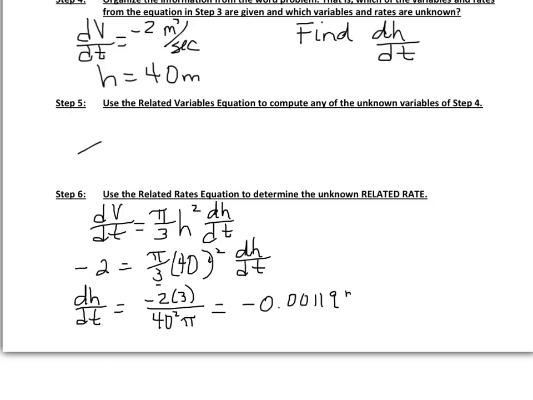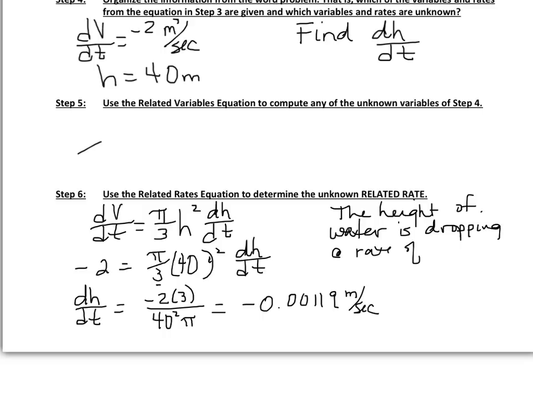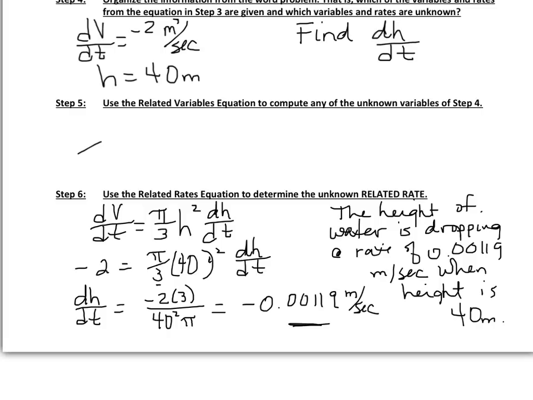0.00119 meters per second. So the height of the water is dropping, because it's negative, at a rate of 0.00119 meters per second when the height is 40. So that's what we know to be true, that I could find for the value of this question that it's asking me to find, the rate of change of that height.